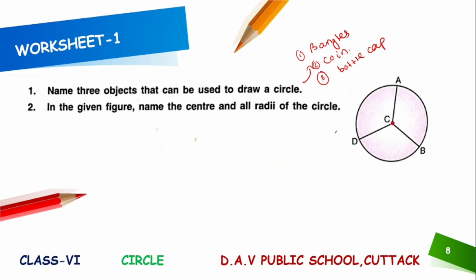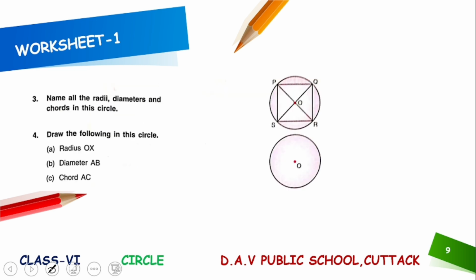Okay, in the given figure name the center and all the radii. Radii means plural of radius. So tell me the center. Write down center is C, and the radii are, first one is CA, or you can write AC, then CD, then you can write CB. Okay, so there are 3 radii. Understand? So next, coming to question number 3.